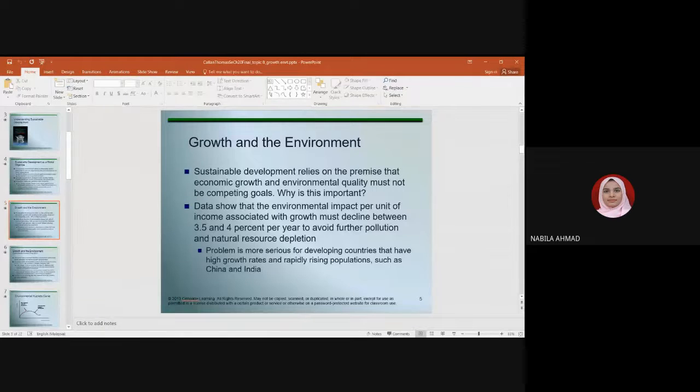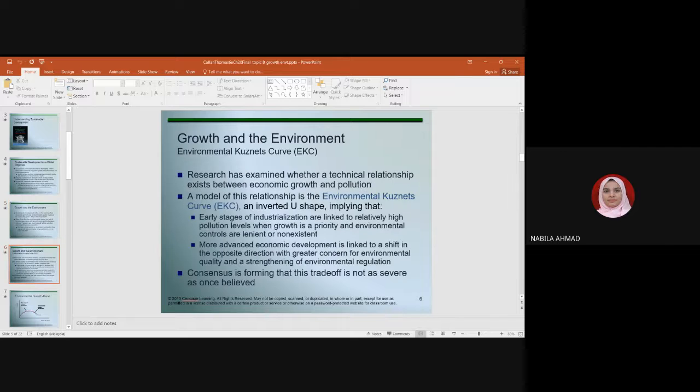Tetapi problem yang sangat besar, yes, dia berlaku kepada negara-negara yang sedang berkembang. Negara macam kita, Malaysia, macam China, macam India. Sebab negara ni sedang menjalankan pembangunan yang sangat pesat. So that's why bila pembangunan yang pesat, jadi akan berlaku masalah pencemaran yang tinggi. So itu adalah satu challenging juga kepada negara yang developing untuk achieve the sustainable development.